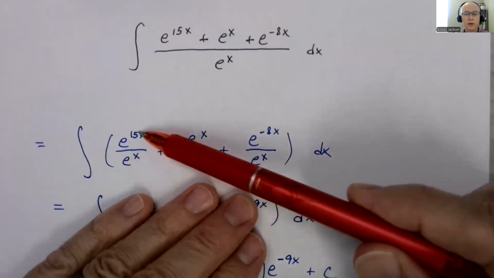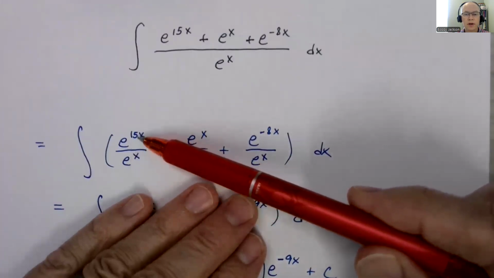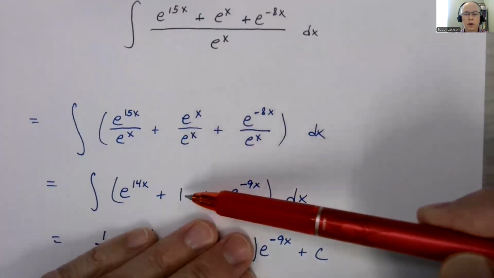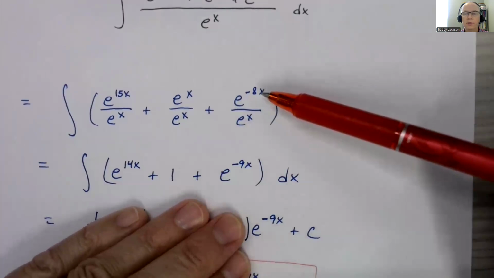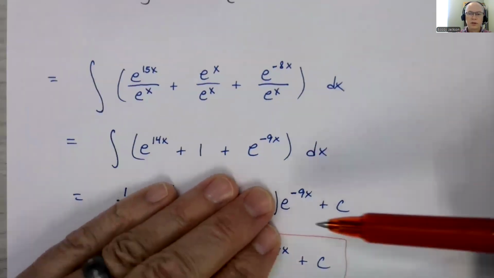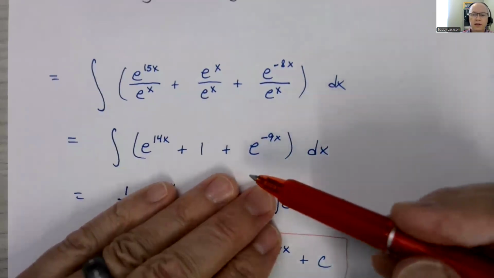nicely, right? Here we subtract the exponents to simplify. 15x minus x is 14x. Obviously, this ratio is equal to 1 for all values of x. And then this ratio subtracting, we get e to the negative 9x. Now we can actually find the antiderivative.